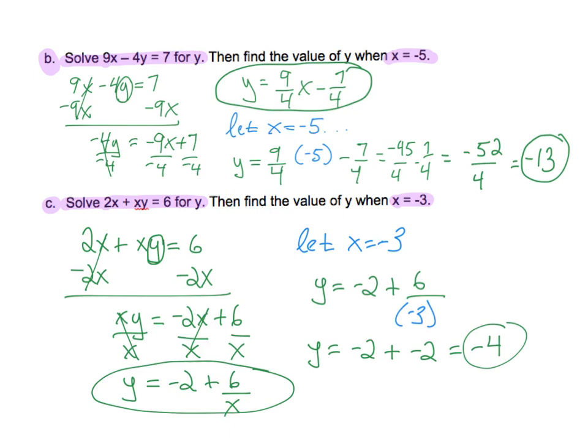And then in part C, we got 2x plus xy equals 6. So my final answer when I got the y all by itself was y equals -2 plus the quotient of 6 over x. And then I went ahead and I let my x equal -3. So where the x was, I put the -3 in. I did my order of operations, so I had to divide 6 by -3 first, and I got -2.